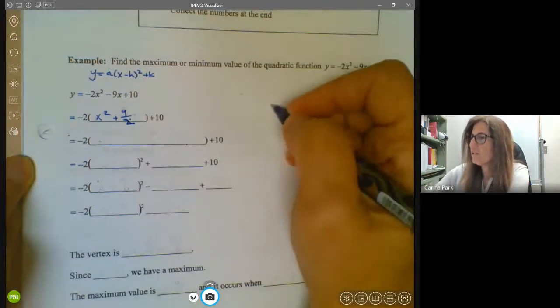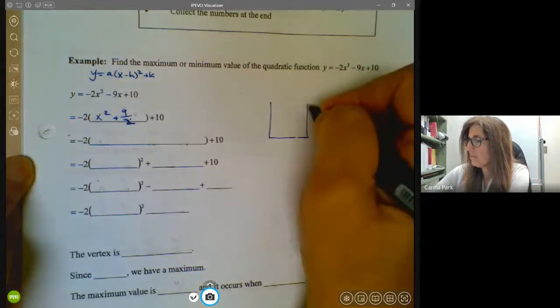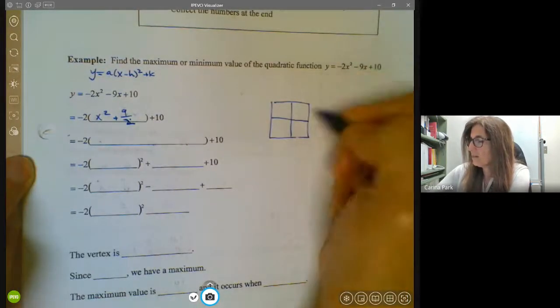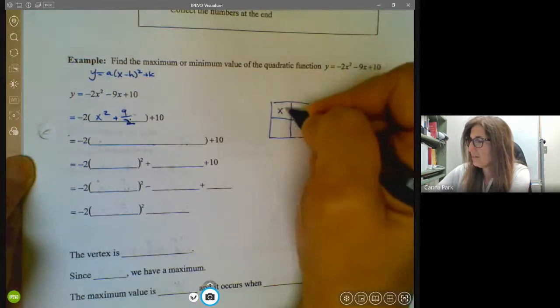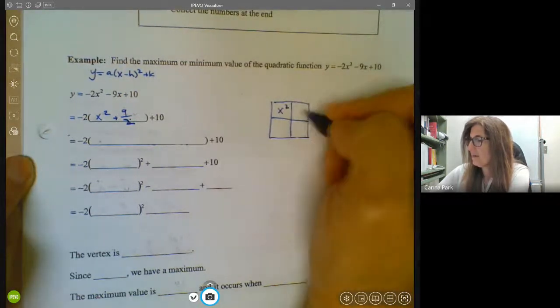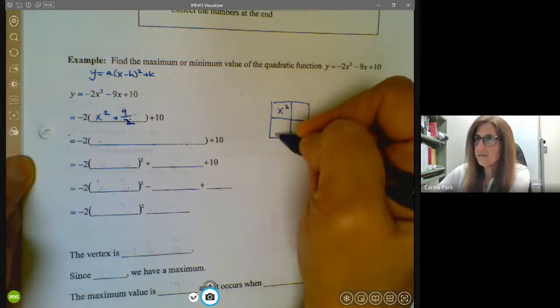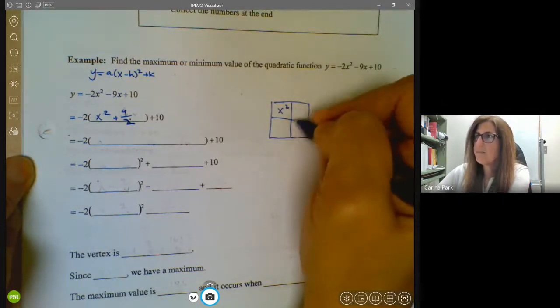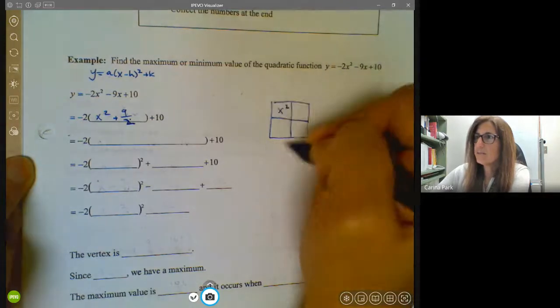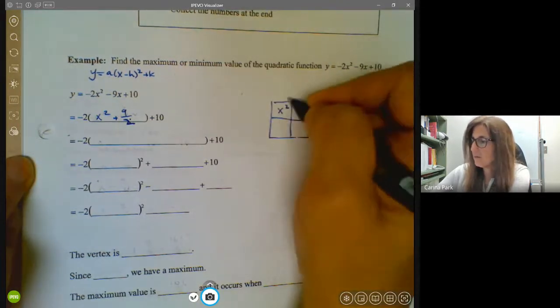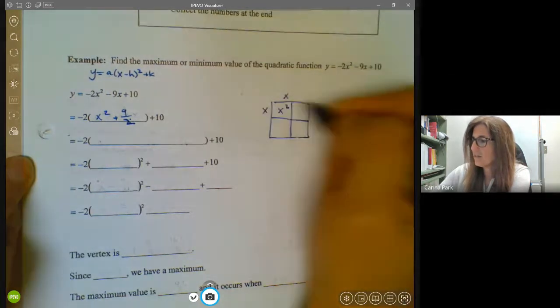So if you watch the area models, basically what I have is my x squared here, okay? And I want these two boxes to add up to 9 over 2x. But because I want this to be a perfect square, these dimensions have to be exactly the same. So this is an x and this is an x.